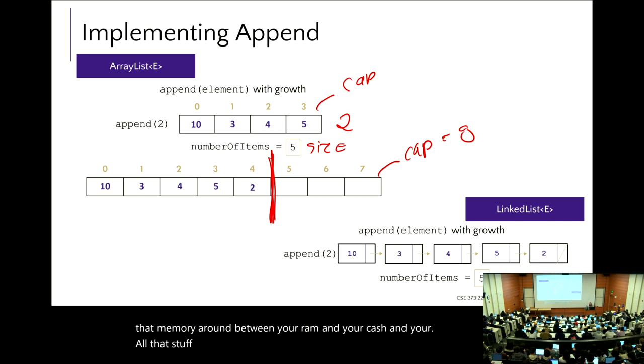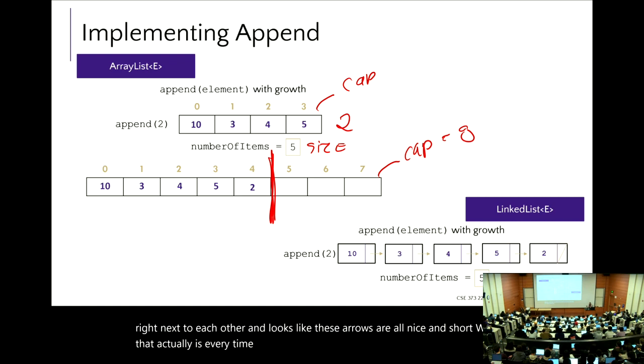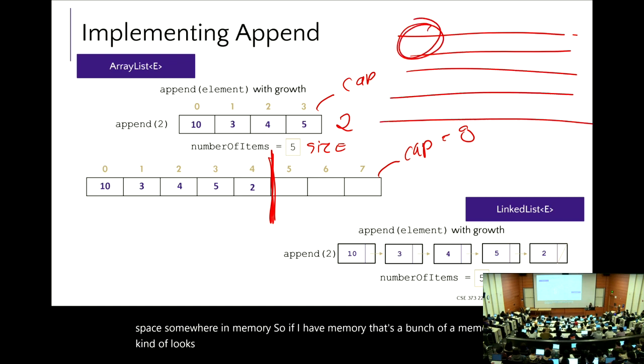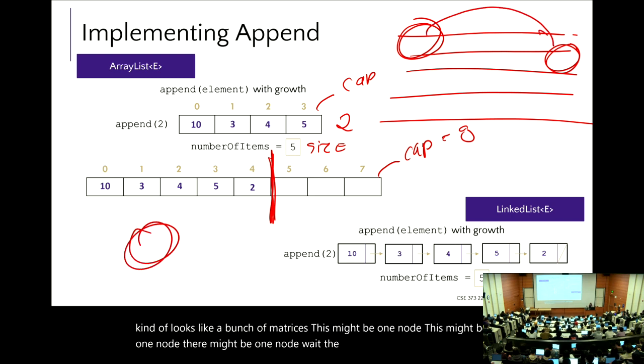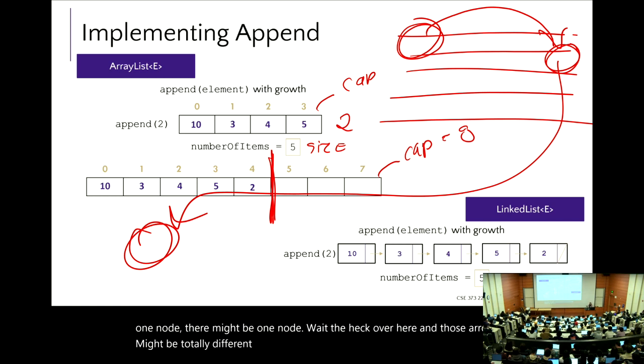And so the computer's really optimized for these contiguous blocks, versus the linked list, where though we draw them all nice here, right next to each other, and it looks like these arrows are all nice and short, what that actually means is every time you make a new node, go find exactly that space somewhere in memory. So memory kind of looks like a bunch of matrices; this might be one node, this might be one node, there might be one node way over here, and those arrows might be totally different sizes. And it might take me a lot longer to go find them in memory.